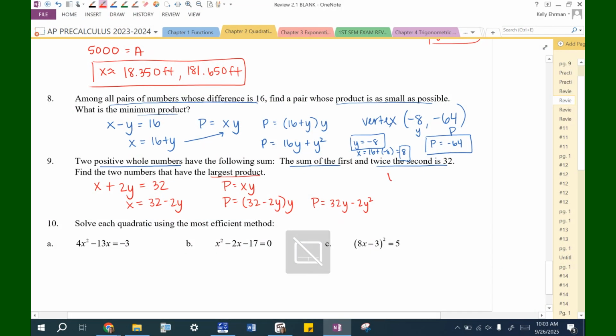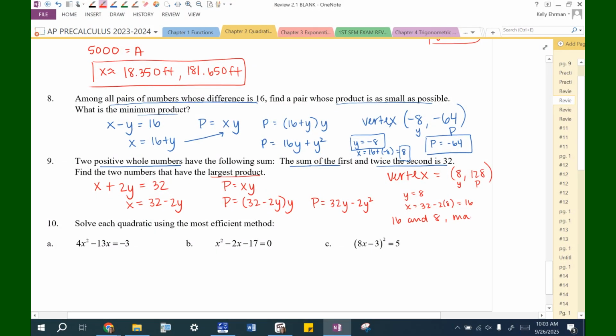So the vertex equals (8, 128). 8 is the y coordinate, 128 is the max product. So find the two numbers that have the largest product. So y equals 8, x would equal 32 minus 2 times 8, which is 16. So the two numbers are 16 and 8.